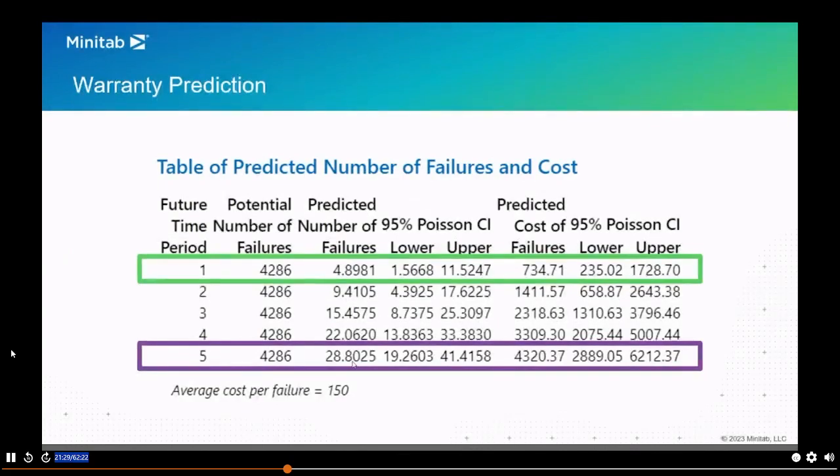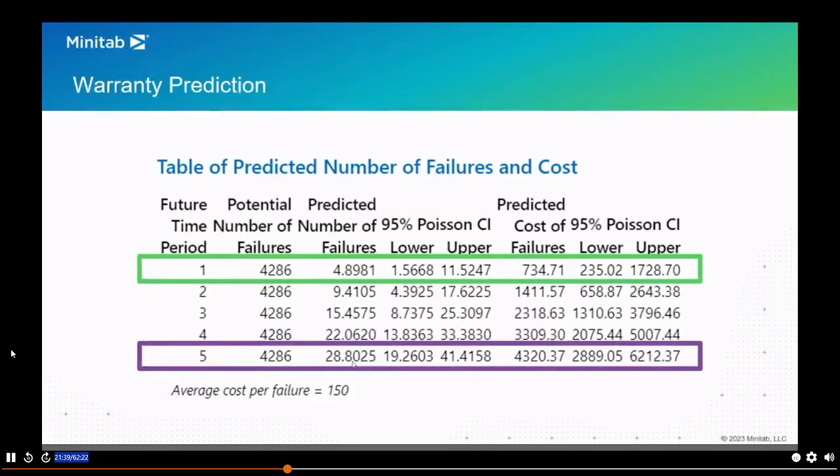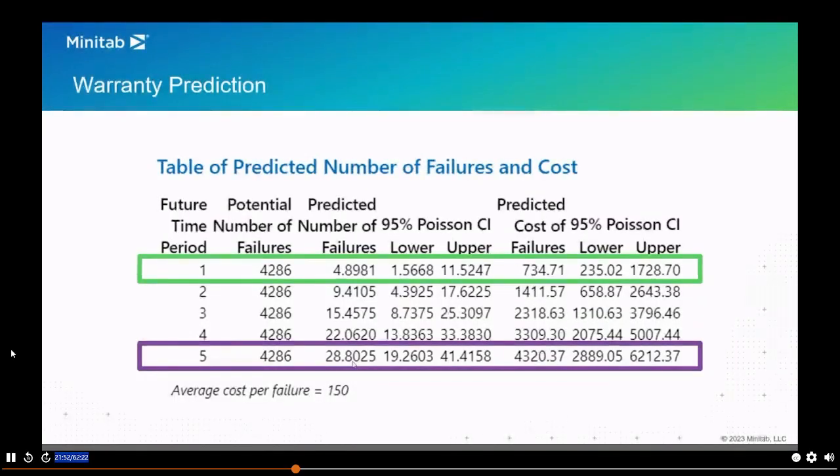In this case, because my data is in years, this is yearly data. If I wanted to change it to monthly data, I could have. But next year, I know out in the field right now, I have 4,286 units. And you can see in the green box, this is what I'm looking at. Of all those units out in the field, Minitab's taking into account how old they are, et cetera, and it can predict how many failures we expect to see. We expect to see roughly 5 failures in the next year.